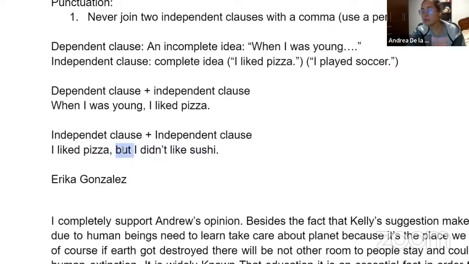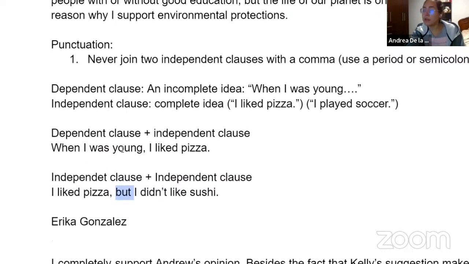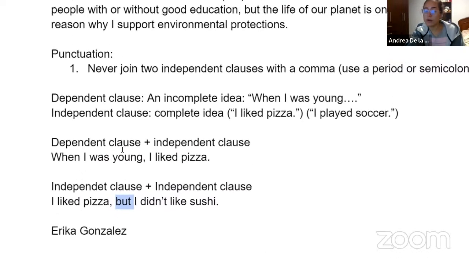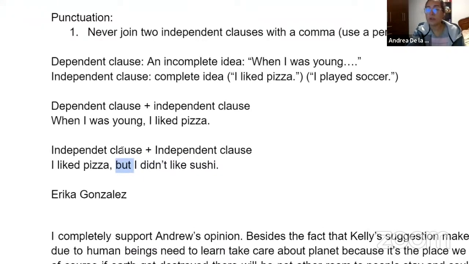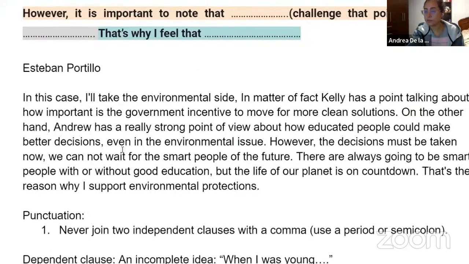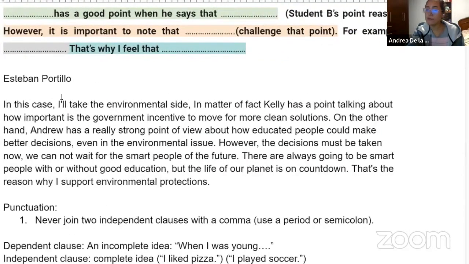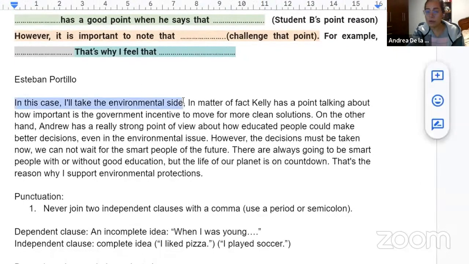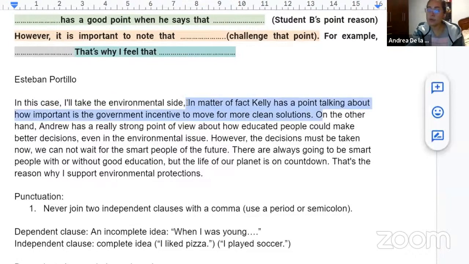comma. Okay, and this works especially with the FANBOYS, which are for, and, nor, but, or, yet, and so. Okay, so I am going to suggest that you review this lesson: dependent and independent clauses, coordinating conjunctions, and their grammar rules. Okay, this will really help you in terms of punctuation. In this case, then, if we think about it, this is one independent clause, and this is another independent clause. So we are going to use it here.